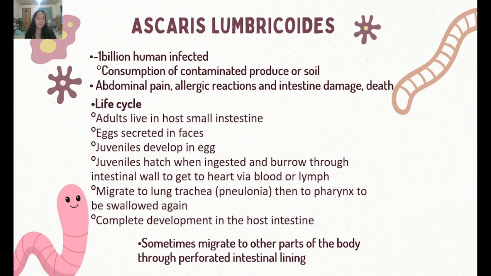For the life cycle, we start as eggs. Eggs are removed via the feces, so someone goes and defecates in the woods. Like before, the eggs end up in the soil. The juveniles develop and leave the eggs, and they will live in soil consuming bacteria for an extended period of time.